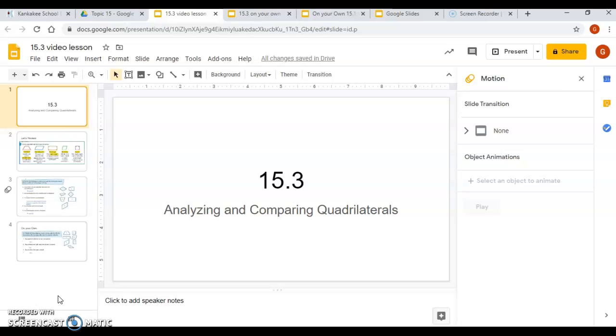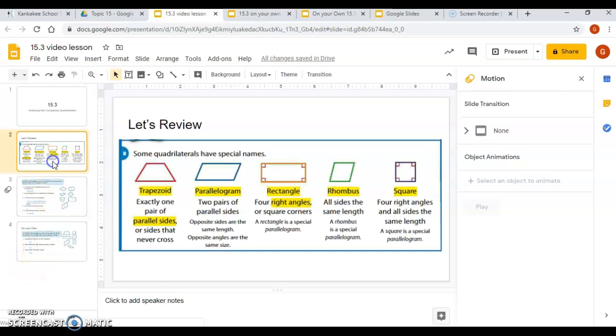So we're going to look at some shapes and think about their attributes and how we can group different quadrilaterals into different groups, because they're all quadrilaterals. So which ones are rhombuses? Which ones are parallelograms? Before we do that, let's review.